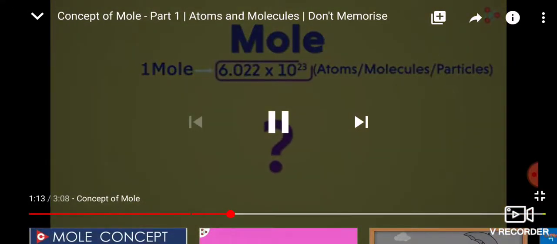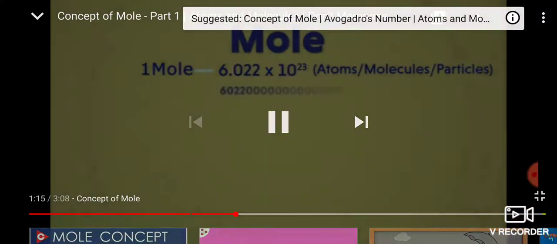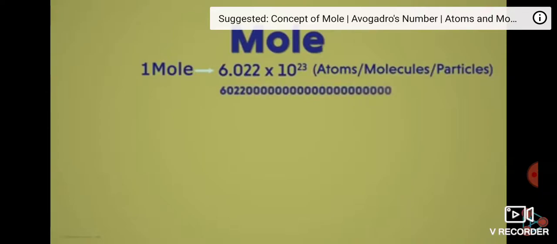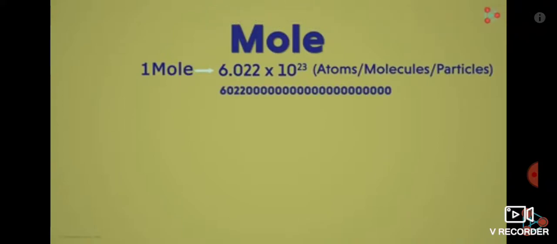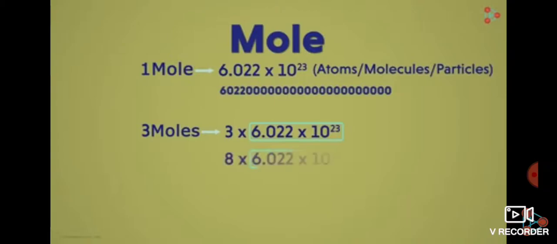Isn't this number huge? If I have to write down the zeros, this is how big the number will look. 1 mole of anything has these many particles. Now let's say we take a substance which has 3 times the number of particles here. Then we say that this is 3 moles of this substance. And what if we have a substance which has 8 times the number of particles here? That's correct. It will be 8 moles of that substance. That's the basic concept of a mole of any substance.